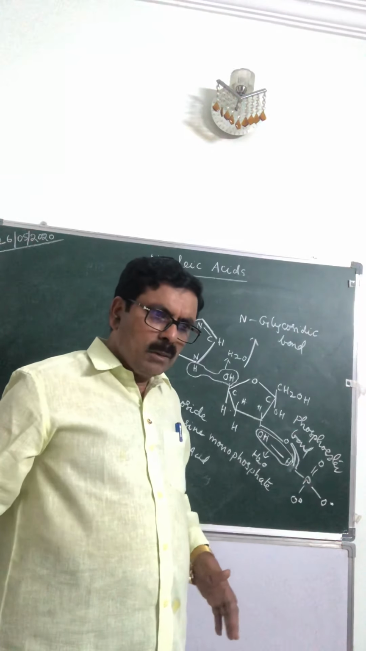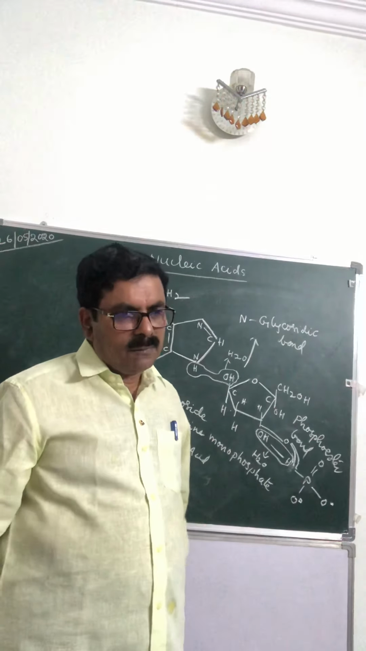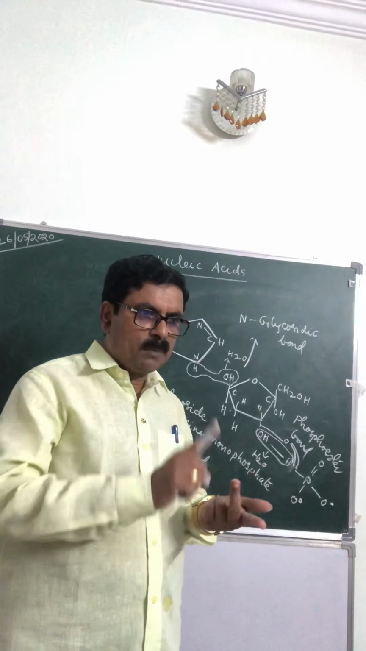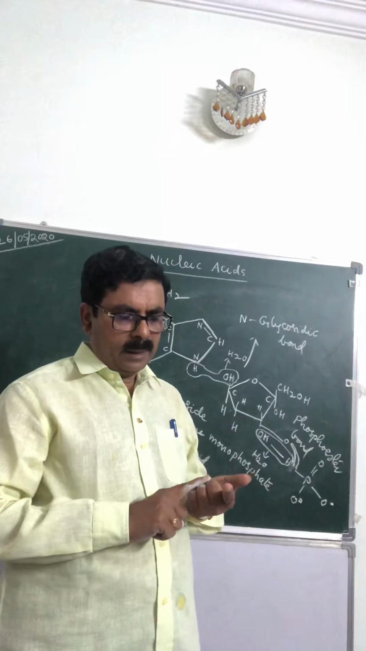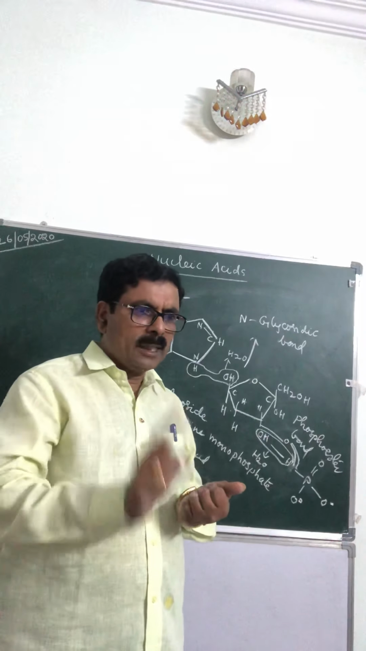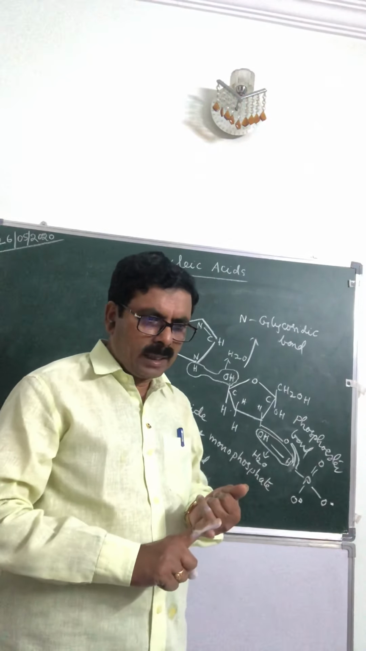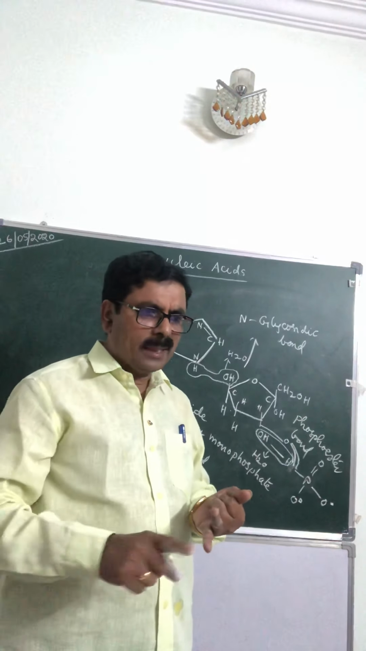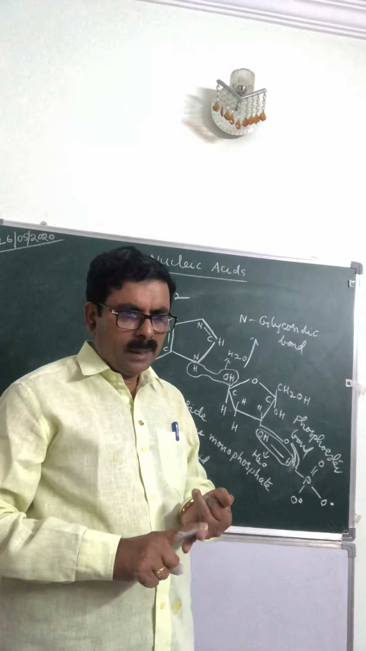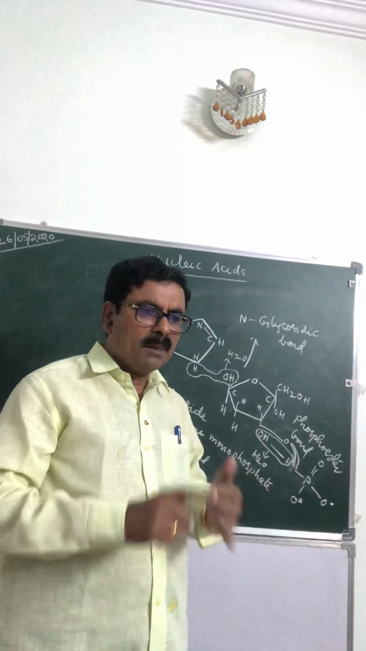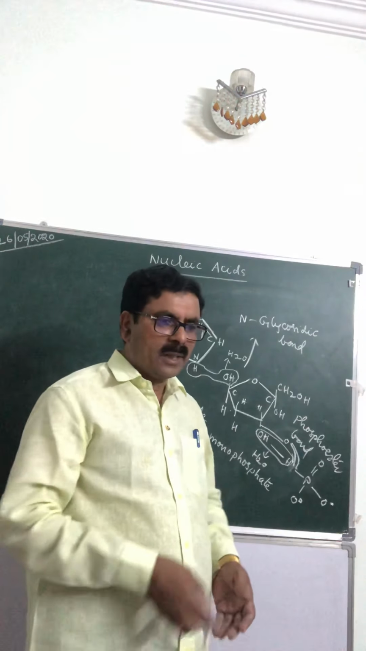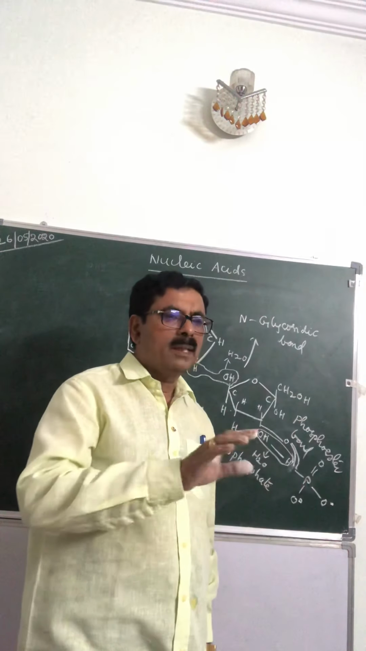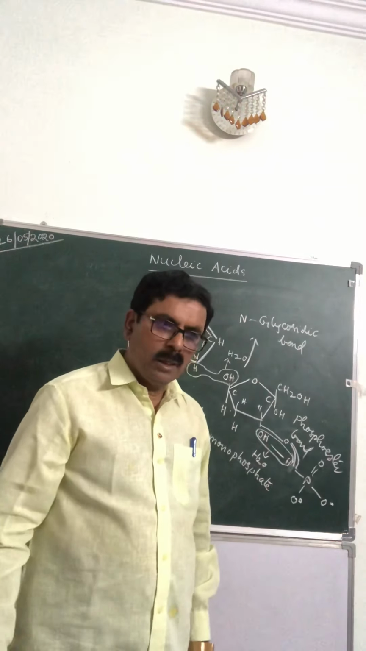Like that, 4 kinds of nucleotides are formed in DNA. One with adenine, sugar, phosphate, one type of nucleotide. Guanine, sugar, phosphate, another type. Thymine, sugar, phosphate, third type. Then cytosine, sugar, phosphate, another type. Like that, 4 kinds of nucleotides are formed to make the DNA molecule.